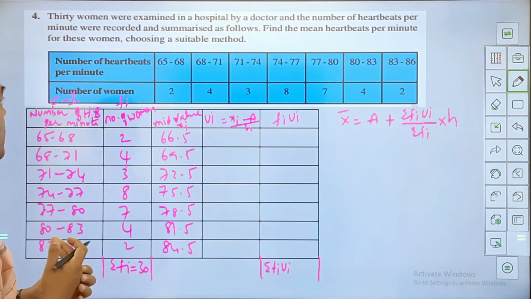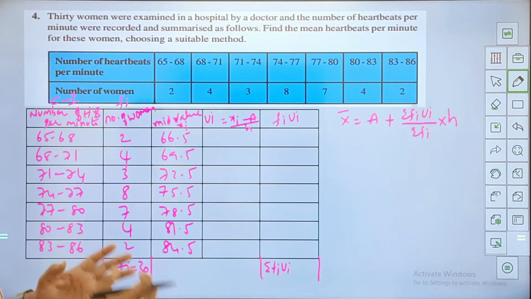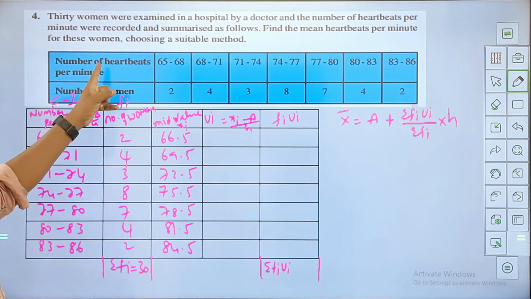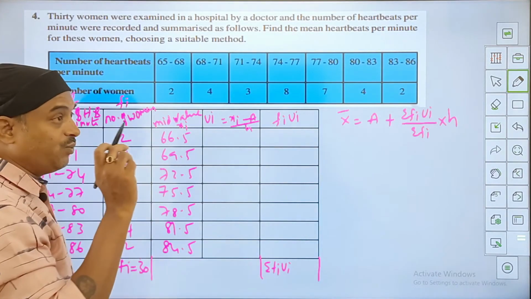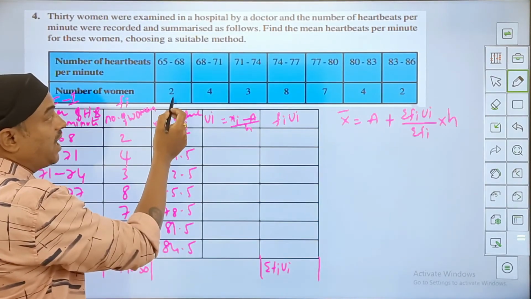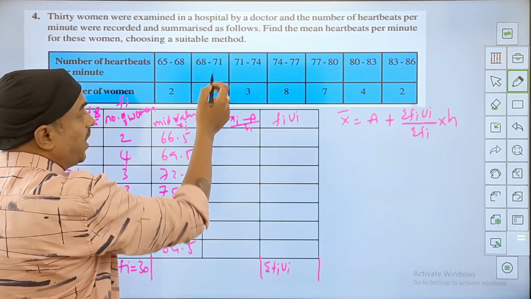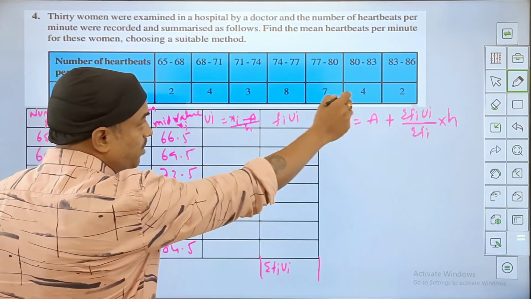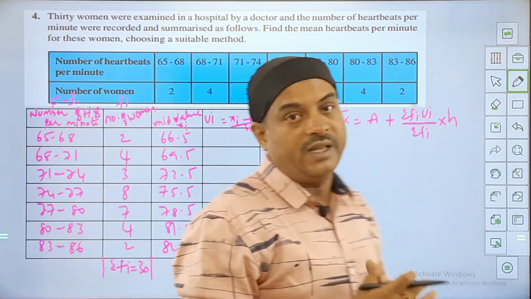There are 30 women who were examined in a hospital by a doctor, and the number of heartbeats per minute is recorded. So you can see the class interval is the number of heartbeats per minute, and the number of women. So the women who have a heartbeat between 65 and 68 are 2 women. Heartbeat between 68 to 71, there are 4 women, and like that the table is given to us. The question is again to find this by some suitable method, he said.